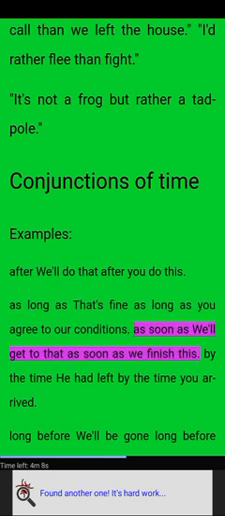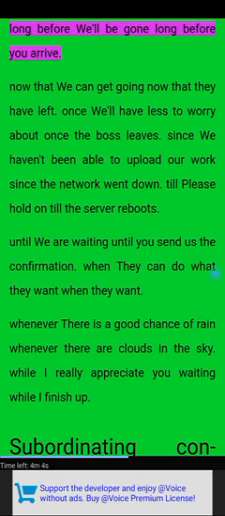As soon as we'll get to that as soon as we finish this. By the time he had left by the time you arrive. Long before we'll be gone long before you arrive. Now that we can get going now that they have left. Once we'll have less to worry about once the boss leaves. Since we haven't been able to upload our work since the network went down.